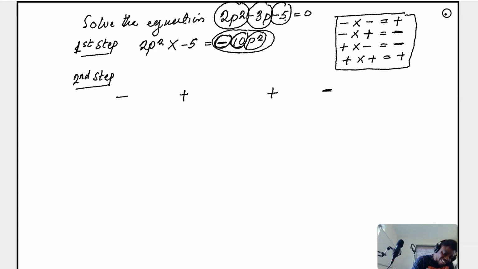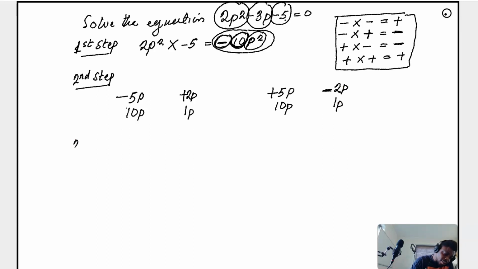What can give us 10? 5 times 2 can give us 10, and 10 times 1 can give us 10. So I'm done with 10. What can give us p squared? p times p can give us p squared. So you just put it as I'm doing.